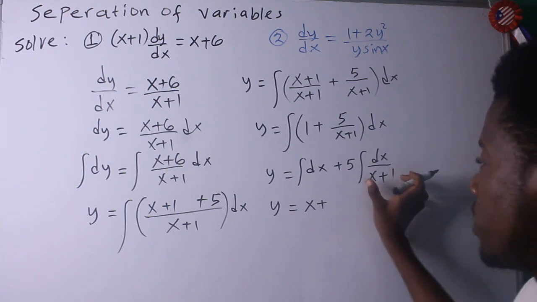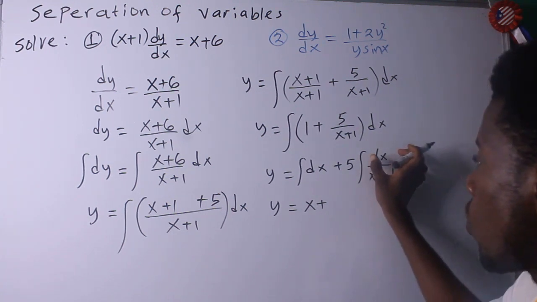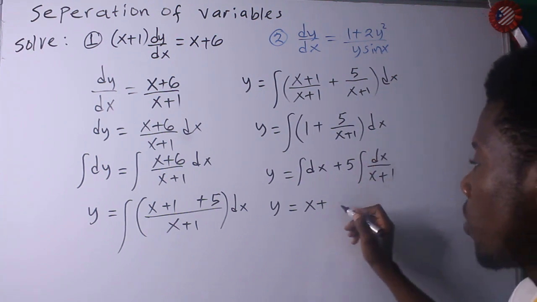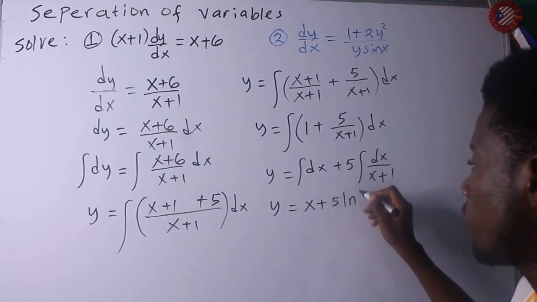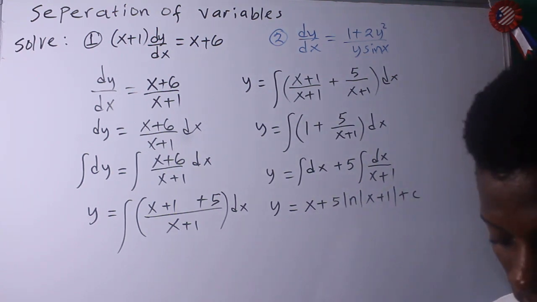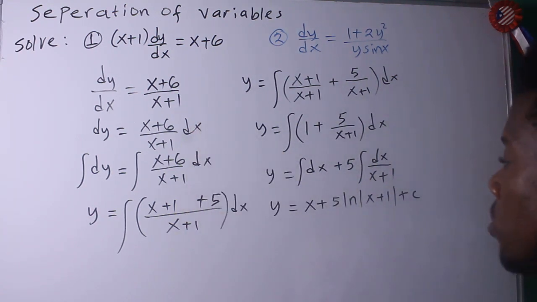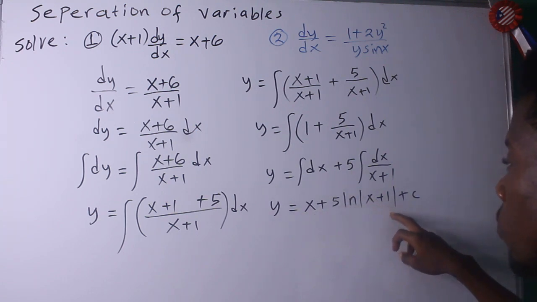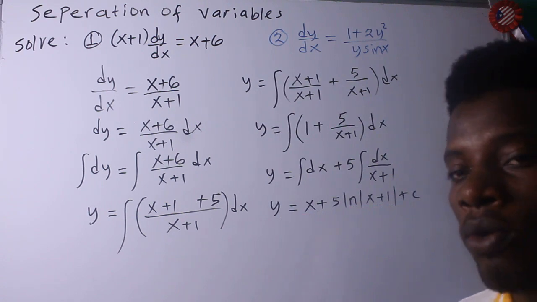So this is like derivative over function. The derivative is up and the function is under. That will give us the ln. So it will be the ln of the function, ln(x + 1), plus c. Therefore, if we solve that differential equation, you are going to have y is equal to x + 5 ln(x + 1) + c. And c is an arbitrary constant.